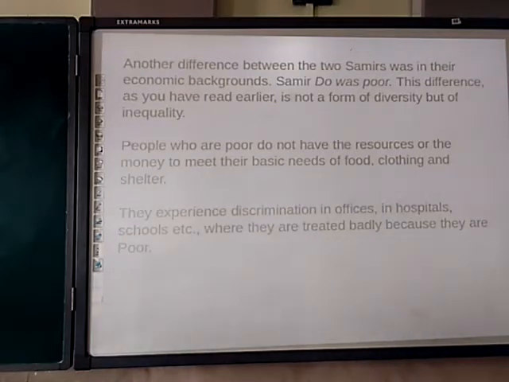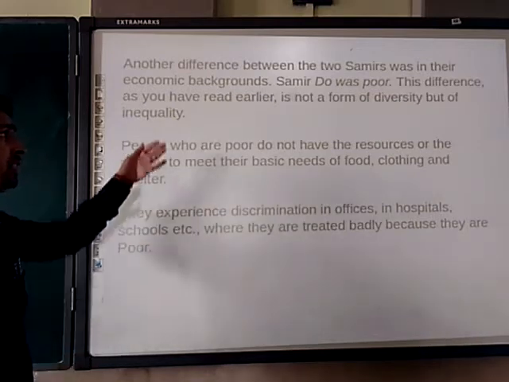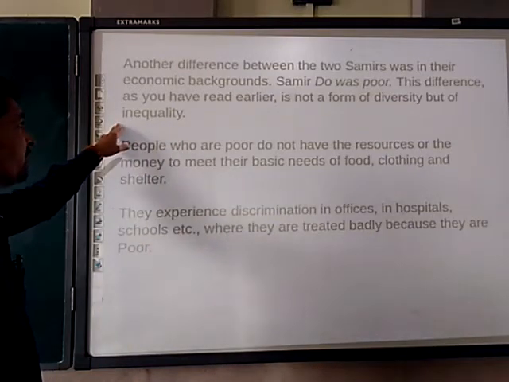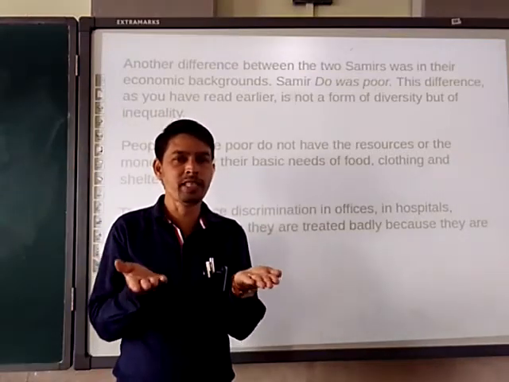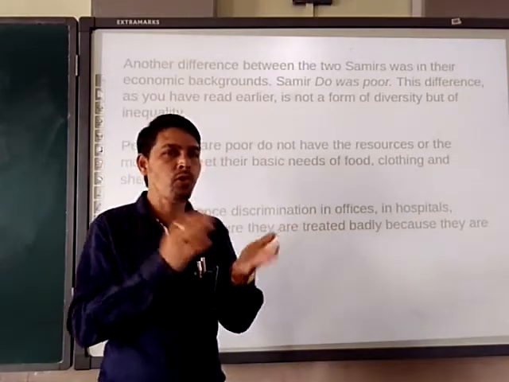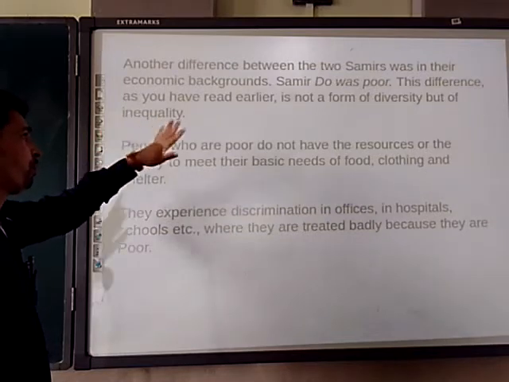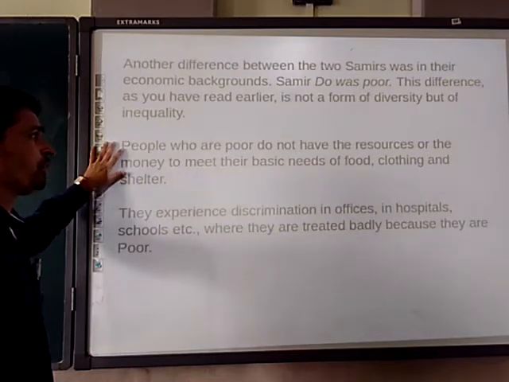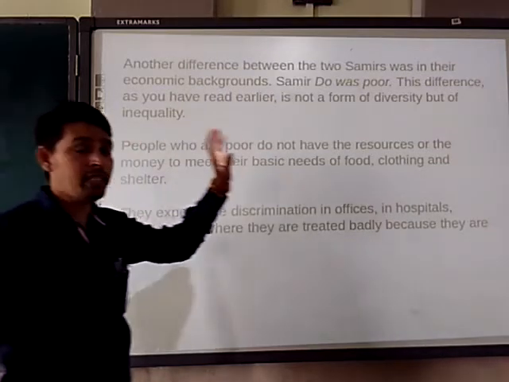Next, another difference between the two was in their economic background. Samir Do was poor. This difference, as we read earlier, is not a form of diversity but of inequality. Earlier I also stated there was an economic status gap between Samir A and Samir Do. One was from a rich family and the other from a poor family. People who are poor do not have the resources or money to meet their basic needs of food, clothing and shelter. Please make a note of it.